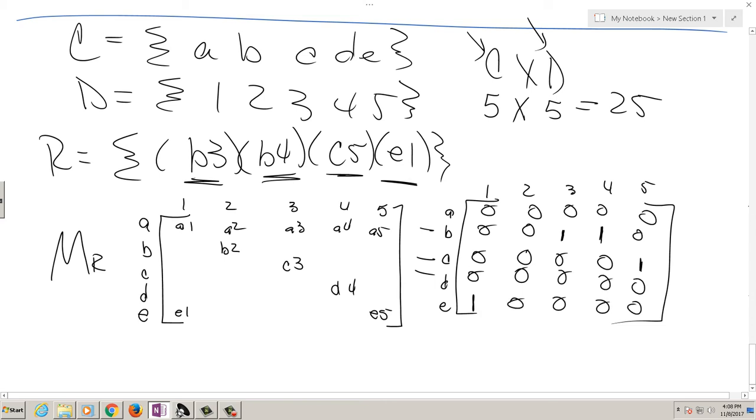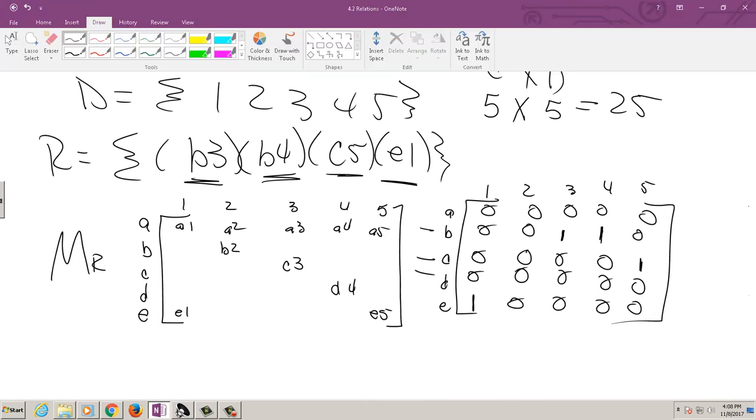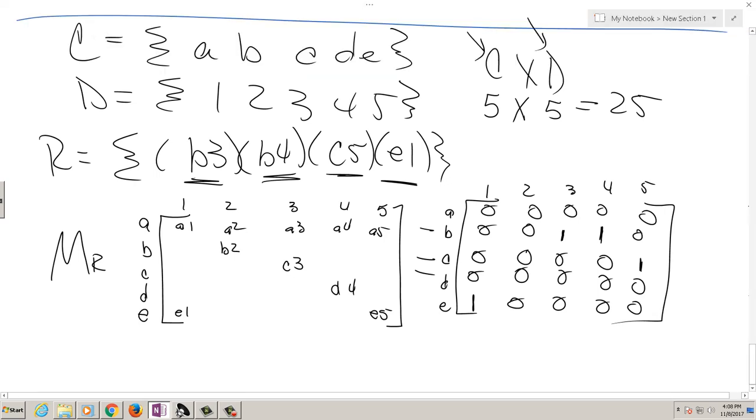But I didn't make the ones a different color, did I? So they're not standing out so much. If I wanted to double check to make sure at least that I have enough of them, there are 4 pairs. As a result, there should be 4 1s in my Boolean matrix. Does anybody have any questions about that so far?